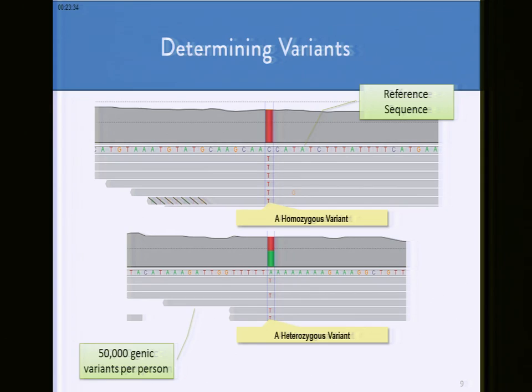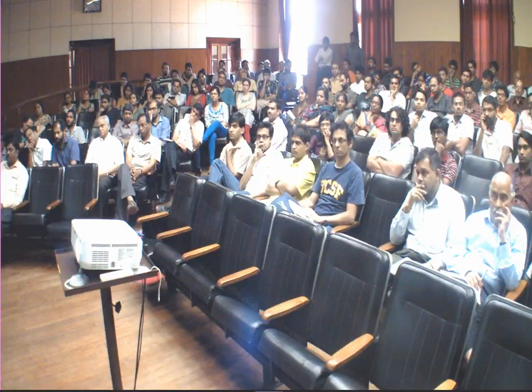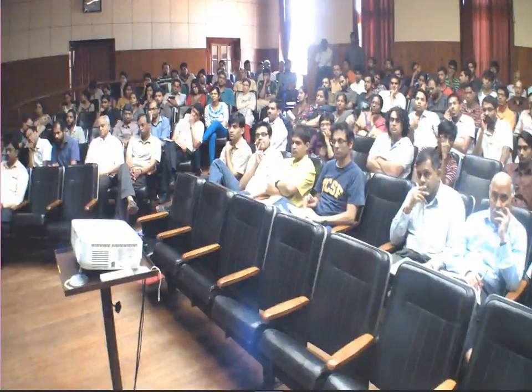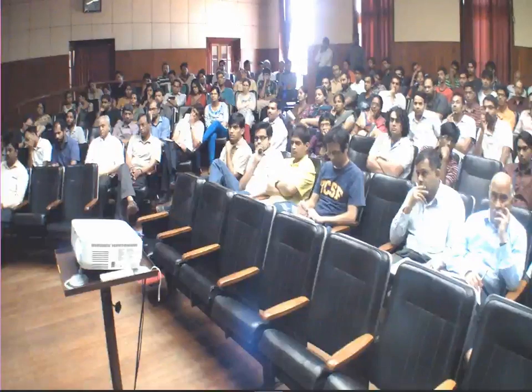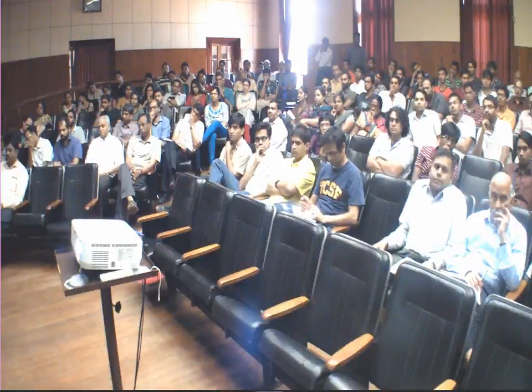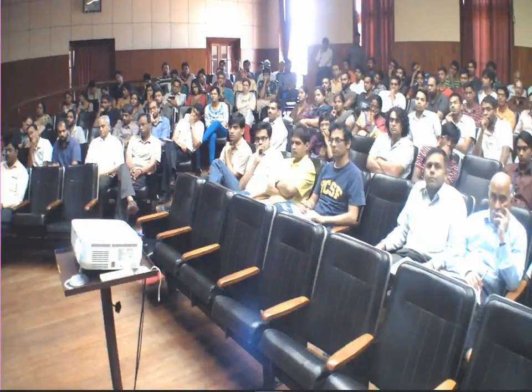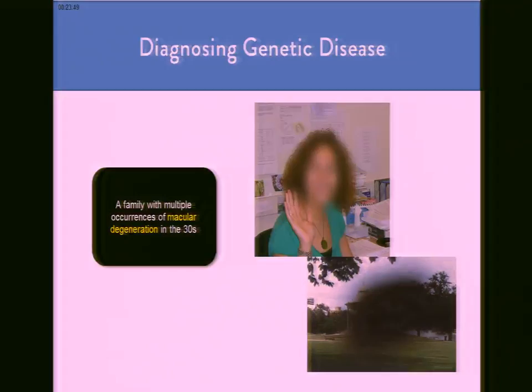If you look at the genic regions alone, you get about 50,000 places where you differ from everybody else, or you differ from the average reference. And if you look across the genome, you'll get about 3 million places where you differ from everybody else. So why do we need to sequence genomes? Because there are many applications.